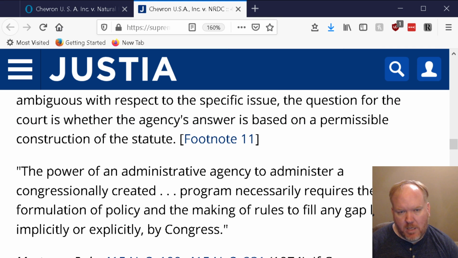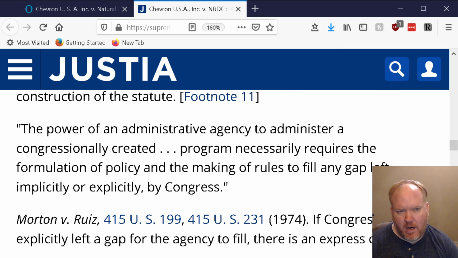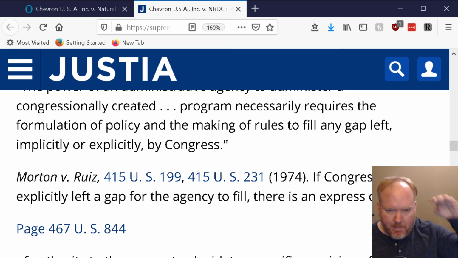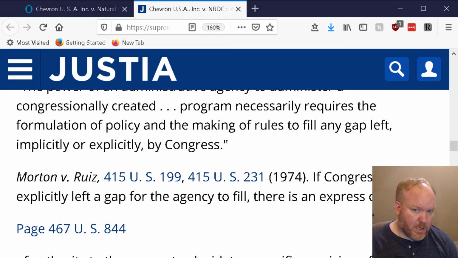The power of an administrative agency to administer a congressionally created program necessarily requires the formulation of policy and making of rules to fill in any gap left implicitly or explicitly by Congress. That I don't have a particular problem with. Yeah, there may be gaps, but if there's a statute, we're interpreting the statute. We're not interpreting between the lines of statutes, right? That would be a different thing. Like we're interpreting lines of statutes. So, no.